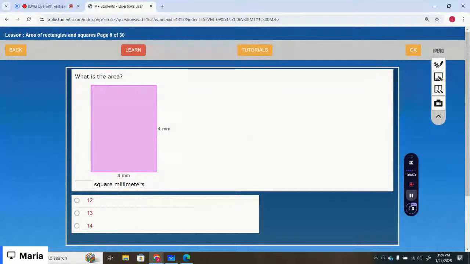What is the area? Which is the correct option? That is 4 times 3 is 12. So option number 1 is the correct option. Okay, you can complete the lesson by yourself later today. Let me just move on to the next lesson.